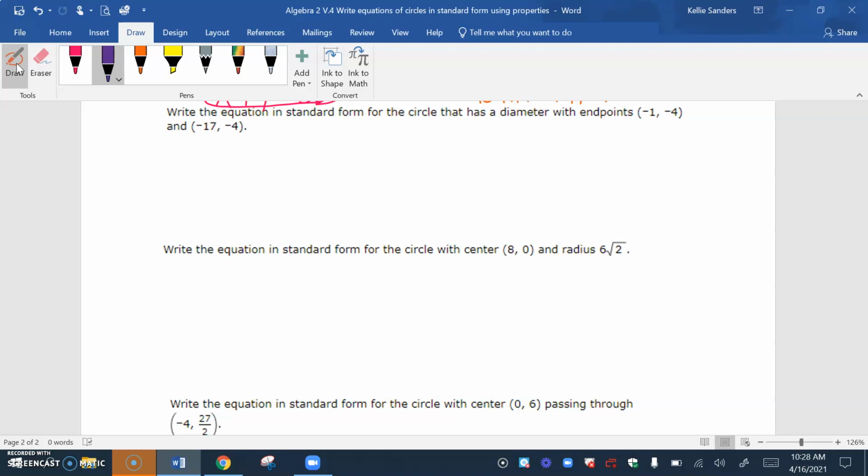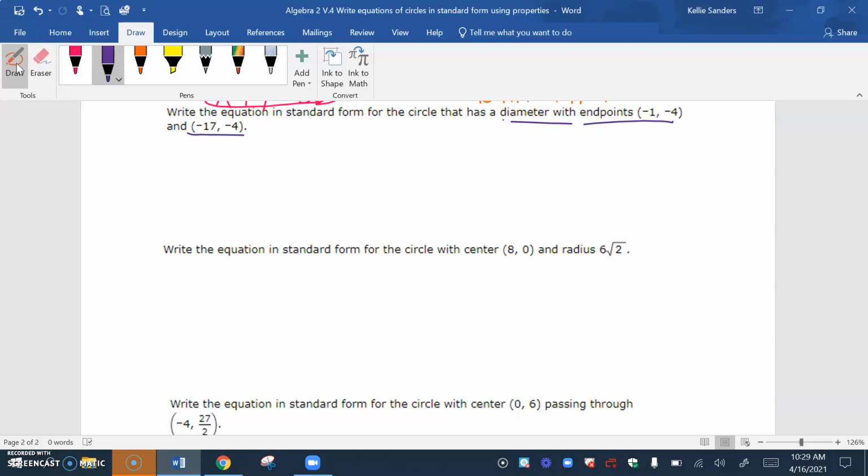Write the equation in standard form for the circle that has a diameter with endpoints (-1, -4) and (-17, -4). We're going to do this problem exactly the way that we just did the last problem, because it gives us the diameter. The diameter can tell us lots of things. It can tell us where the center is, and it can tell us how long the diameter is, and if we know how long the diameter is, then we can figure out what the radius is.